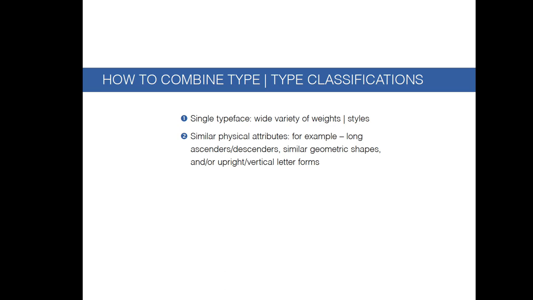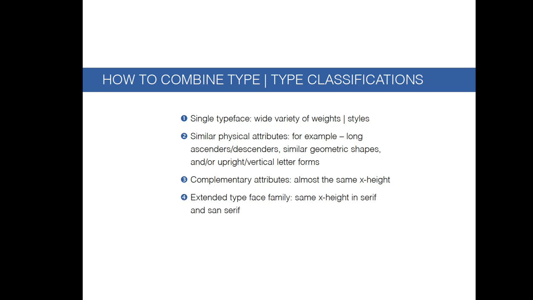Or if you want to experiment with mixing and matching typefaces, the second thing you can do is choose a typeface from a different classification that would really work well if they had the same sort of architectural structure. They would have harmony together. Another way you can combine typefaces is if you look at two typefaces that have almost the same x-height. They'd have complementary attributes. Or you can find an extended typeface family that has the same x-height in serif and sans serif.